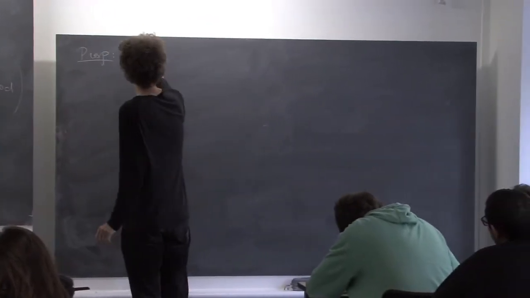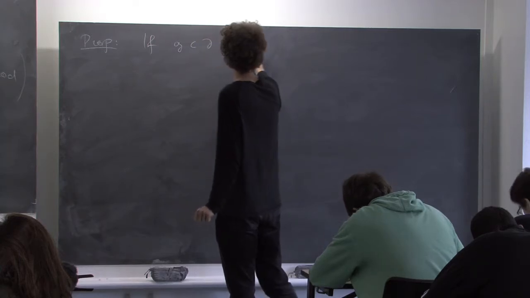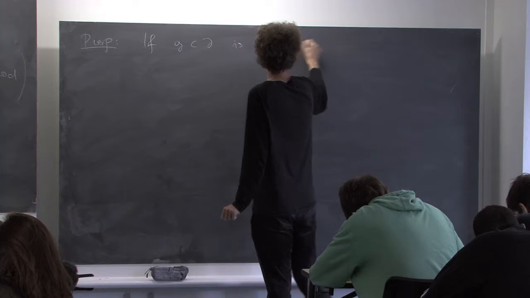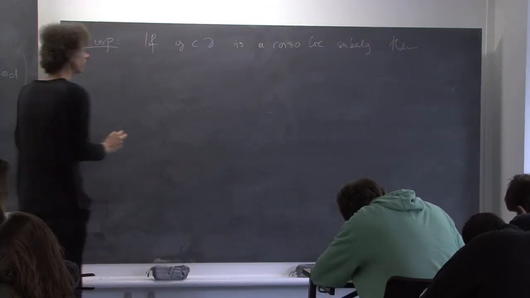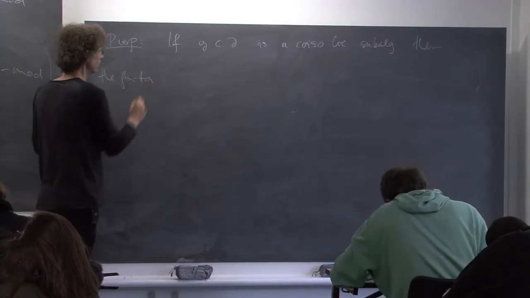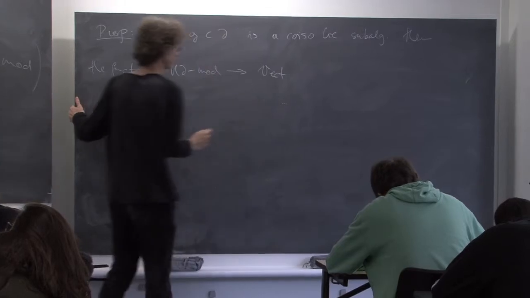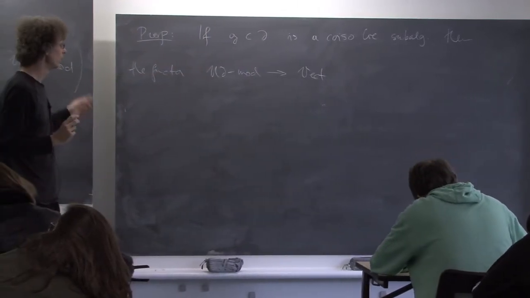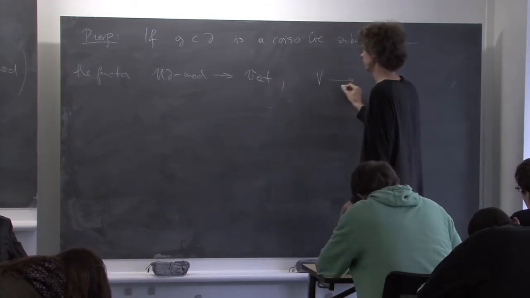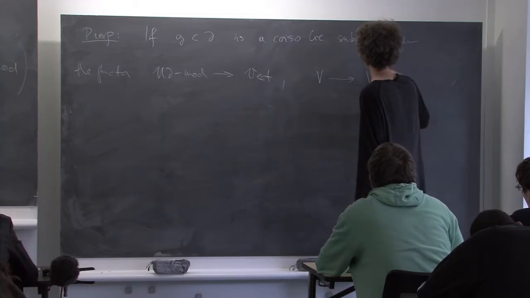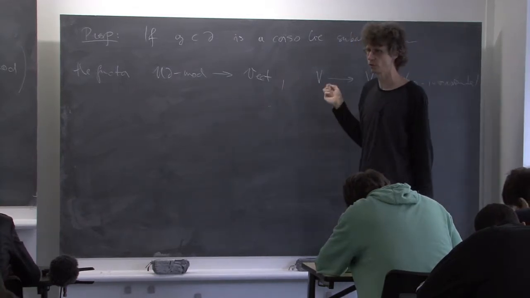The statement is simply that if, let's use the same kind of notation, if G part of D is a coisotropic Lie subalgebra, then the functor which is going from UD mod just to vector spaces, I will take the functor which sends V to G invariants. So this guy is going to be naturally a monoidal functor.